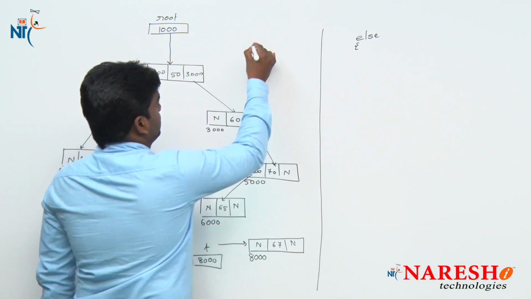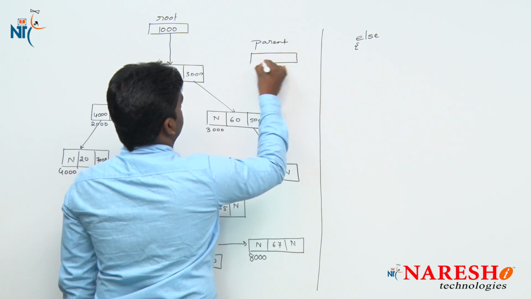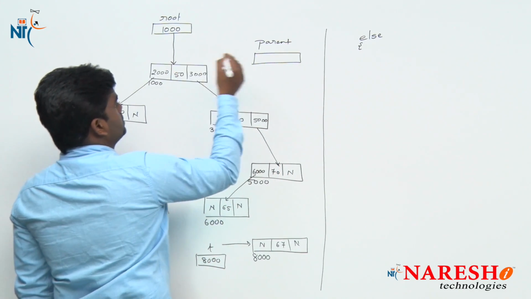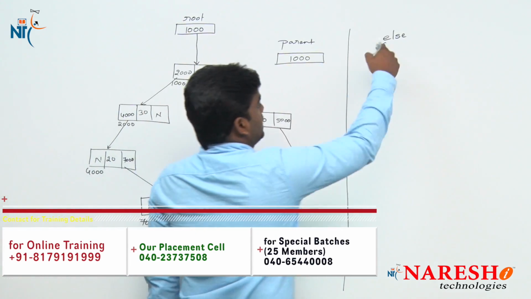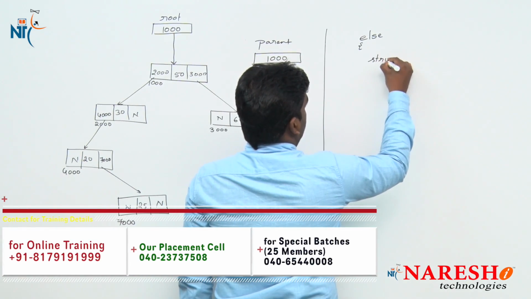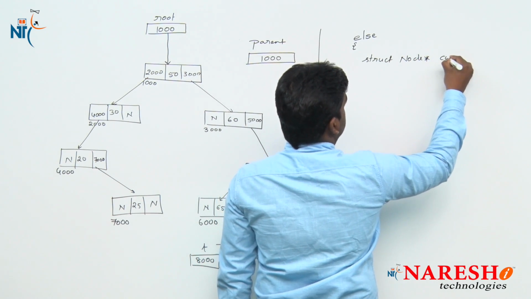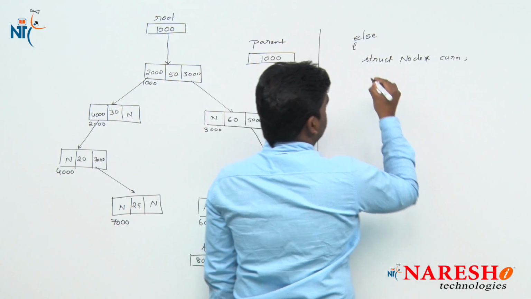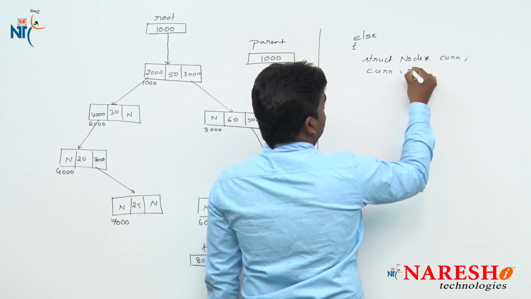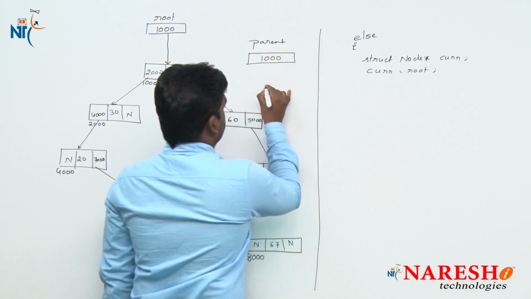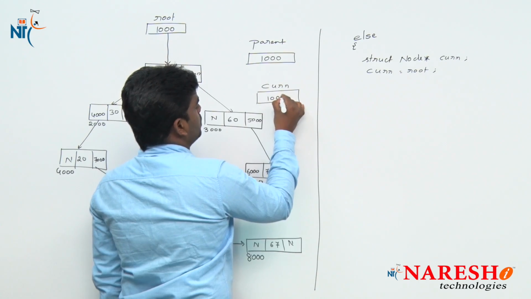We are already maintaining the parent variable. In the parent variable the root value is there. So what is that root value? 1000. Next, inside the else block we are creating one more variable, struct node star. This is the current node we are declaring. In current also we are storing that root value. The root value is also 1000.